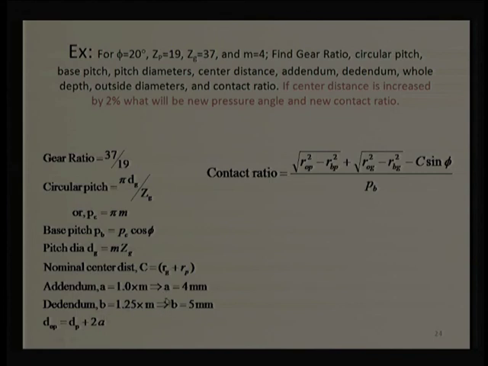So, A is given, B is given to us, we can figure out all the parameters and we can figure out what will be the contact ratio. Now, if we find the contact ratio, it will turn out to be say 1.62. The second part in this case is that if the center distance is increased by 2%, that means C is increased by 2%, the base pitch will remain the same, but Rp will change and increase by 2%, and that is going to give us a new pressure angle. This new pressure angle will be slightly greater than 20 degrees.